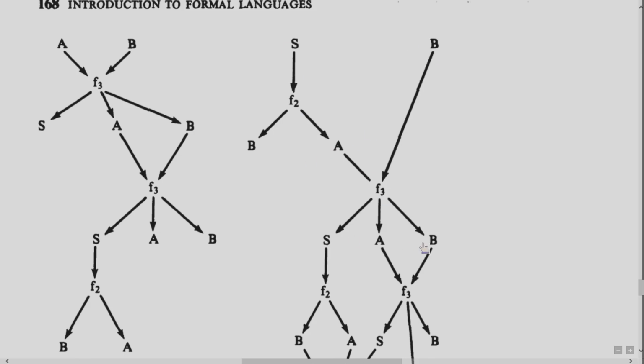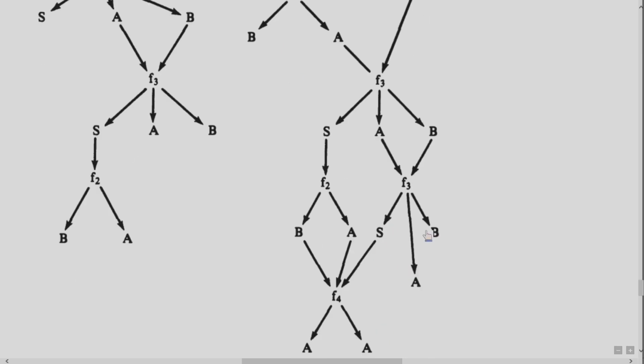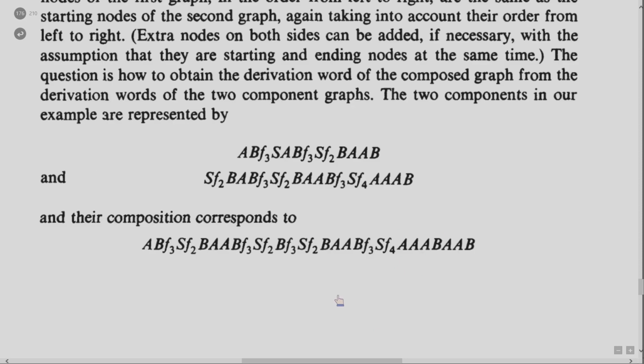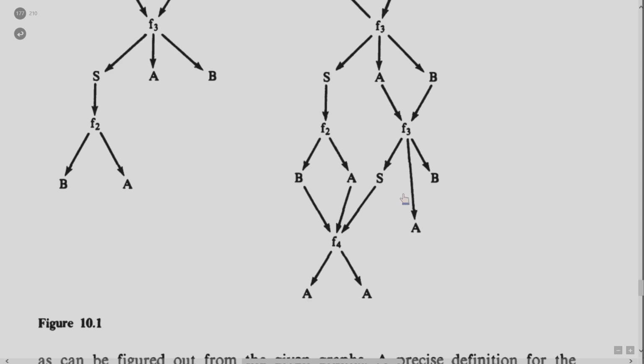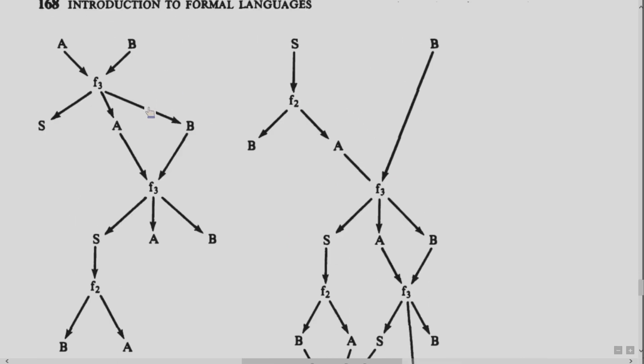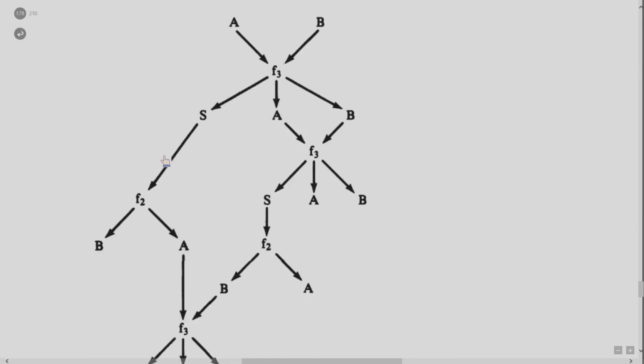The second derivation tree is, for example, S, B. S on application of the F2 rule becomes BA. Now we have A and B. A and B on application of rule F3 give you SAB. And S on application of F2 gives you BA. And AB on application of F3 again gives you SAB. This goes on. Similarly, we are applying F4 on BAS. The F4 rule replaces BAS with AA. So on applying the F4 rule on BAS you get AA.